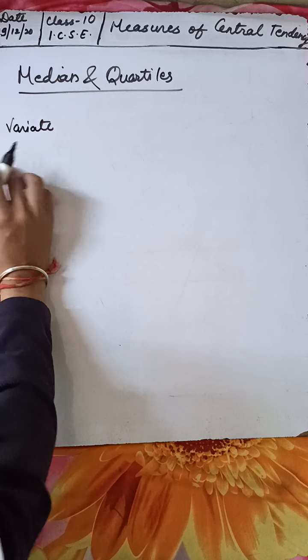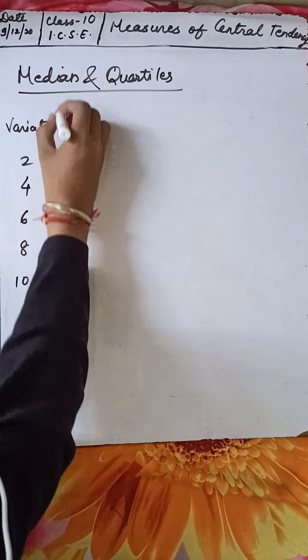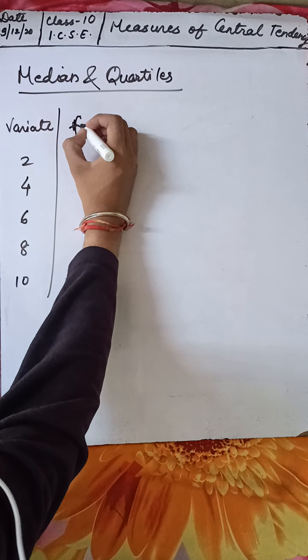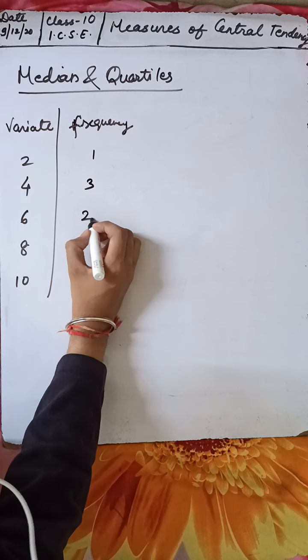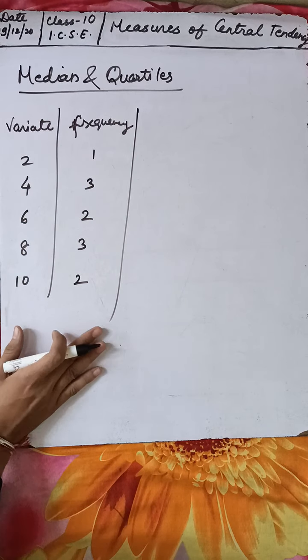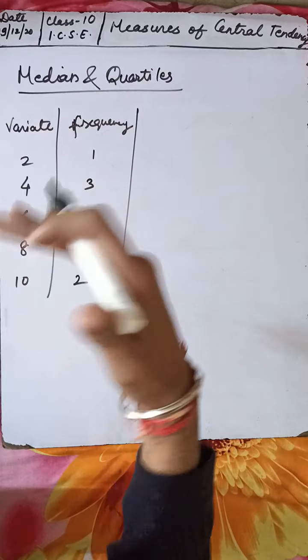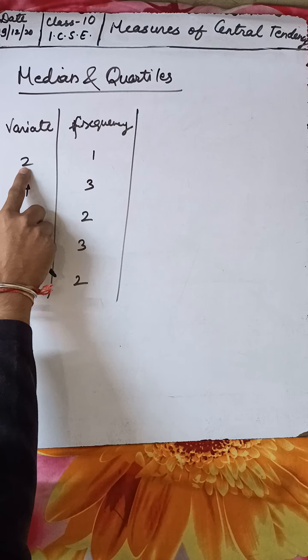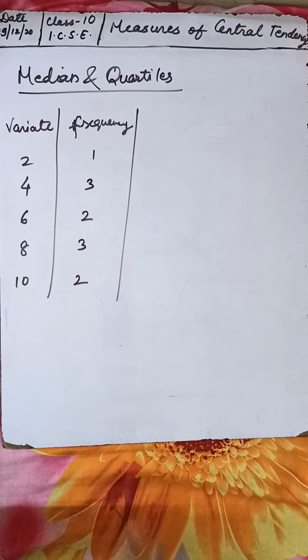Let me take one example of it. Say, for example, this is the variate, I'm taking it as 2, 4, 6, 8, 10, and I'm taking the frequency as 1, 3, 2, 3, 2. Such type of data I'm taking. This is called the arrayed data or the grouped data, where we have the variate as well as its frequency, how frequent it is. So the variate 2 has frequency 1, and the variate 4 is coming 3 times, so that is what frequency says.